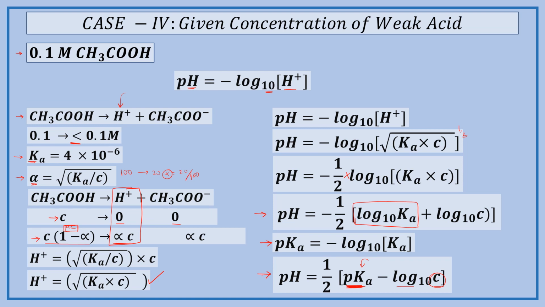Alright, so from here we can calculate the pH of acetic acid. We can put the value of concentration here, 0.1 molar. We can get the value of pKa by taking its logarithm. So please complete this calculation and post your answer in the comment section. I will also put the correct answer in the comment section itself. From there you can check it out.